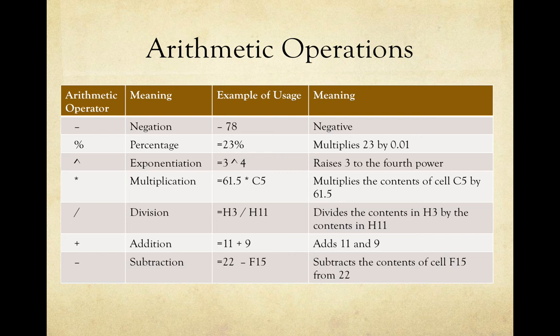We have multiplication, which is the tiny little star. So in our example, this multiplies the contents of the cell C5 by 61.5. Then we've got our division, which is the forward slash. In our example here, it divides the contents in H3 by the contents in H11. And then obviously addition and subtraction, those are pretty obvious ones there.